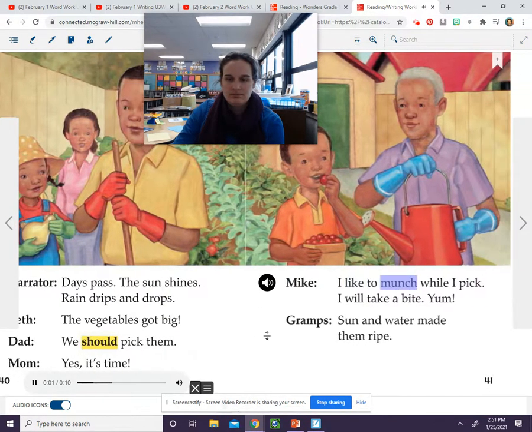Mike, I like to munch while I pick. I will take a bite. Yum. Gramps, sun and water made them ripe.